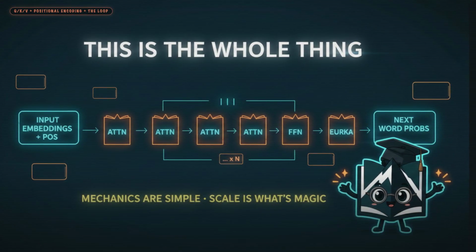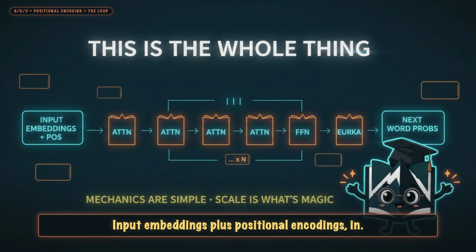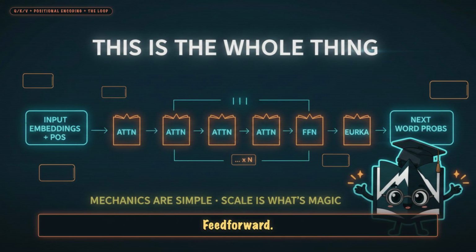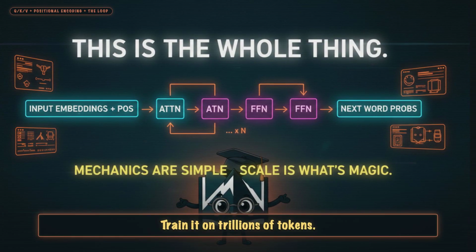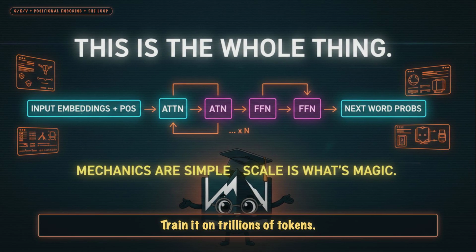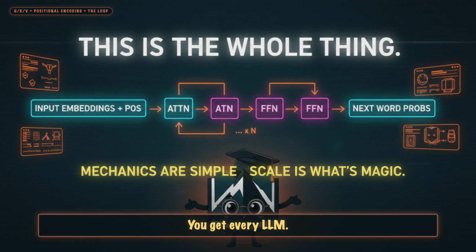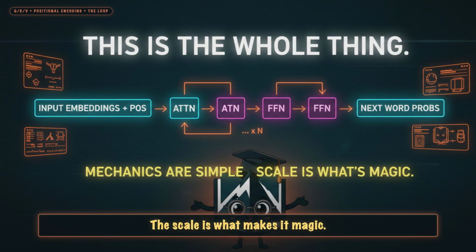That's the whole thing. Input embeddings plus positional encodings in. Attention, feed forward. Attention, feed forward. Attention, feed forward. Out. A probability distribution over the next word. Train it on trillions of tokens. Wait, settle. You get GPT, you get Claude, you get every LLM. The mechanics are truly this simple. The scale is what makes it magic.